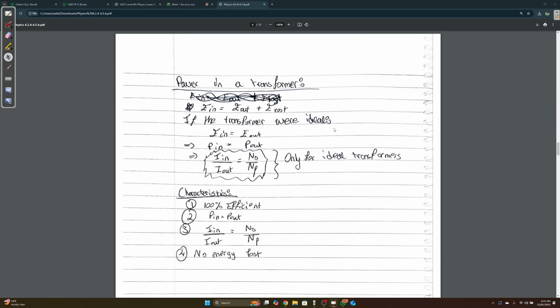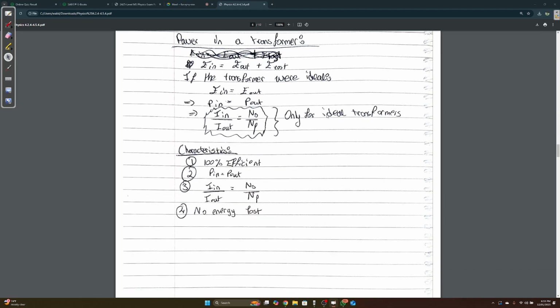We have something called an ideal transformer, and we work on the basis that we're working with an ideal transformer. For an ideal transformer, the energy in is equal to the energy out. Ideal means it's the best, 100% efficiency. That means all of the energy that was put in was transformed and collected out. In other words, if the energy going in is equal to the energy going out, that means the power going in is equal to the power going out.